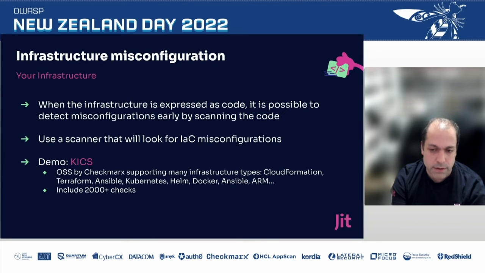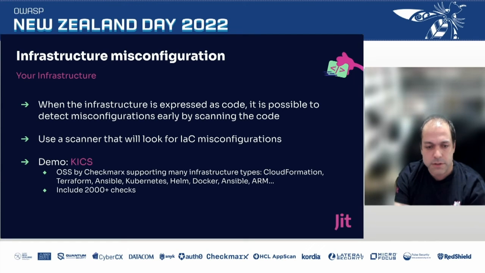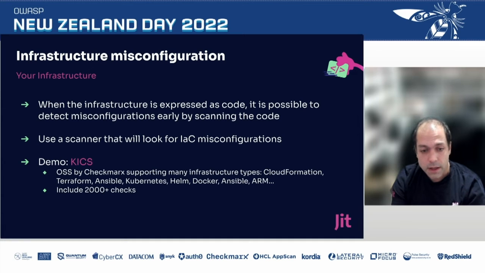And there are a lot of different tools for a lot of different languages. For example, it supports CloudFormation, Terraform, Ansible, a lot of different languages that are used to build infrastructure. Helm charts, of course. And it's really great to find misconfigurations in your infrastructure as code. You can also filter your misconfigurations by severity, making sure that you're handling the most critical ones.